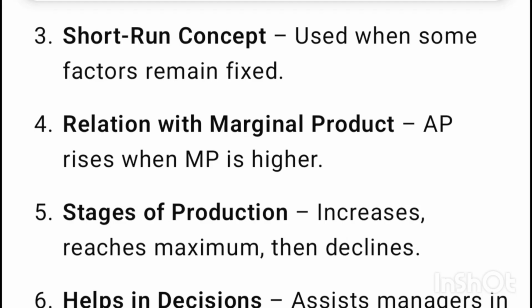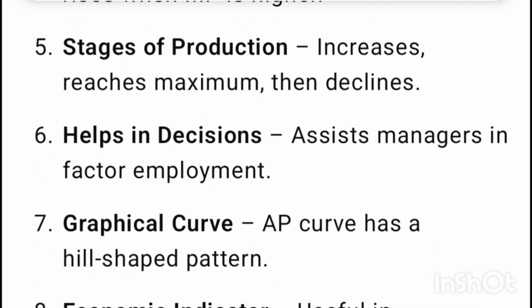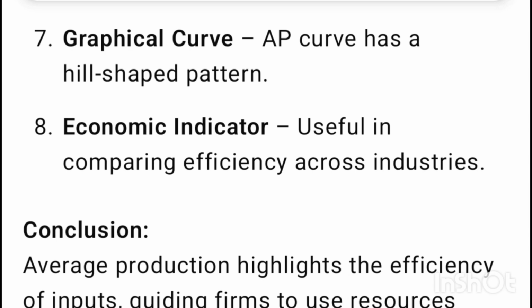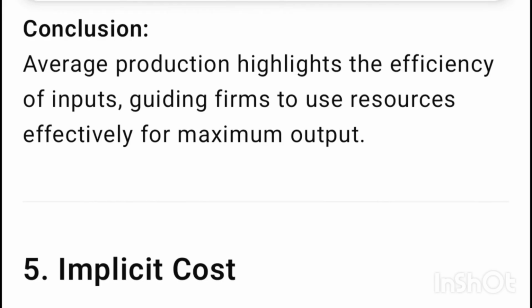4. Relation with marginal product. AP rises when MP is higher. 5. Stages of production. Increases, reaches maximum, then declines. 6. Helps in decisions. Assists managers in factor employment. 7. Graphical curve. AP curve has a hill-shaped pattern. 8. Economic indicator. Useful in comparing efficiency across industries. Conclusion. Average production highlights the efficiency of inputs, guiding firms to use resources effectively for maximum output.